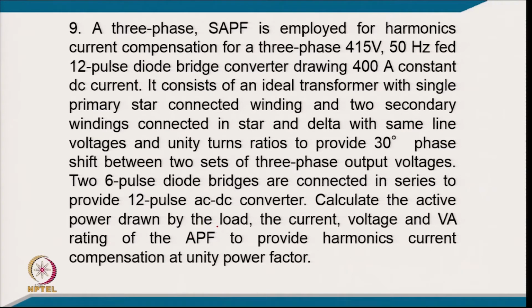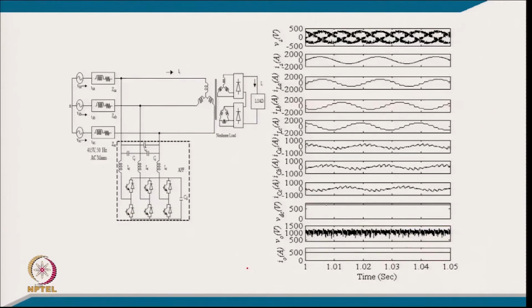Calculate the active power drawn by the load, the current, voltage and VA rating of the active power filter to provide harmonic current compensation at unity power factor. So, this is typically a load of a 12-pulse thyristor converter or diode converter with series connection, and this is the shunt active power filter for compensation of this load.